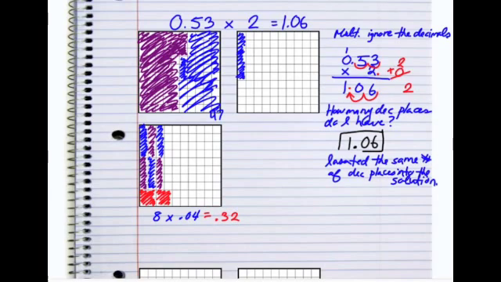If I use my algorithm, I could check my answer. So 0.04 times 8. 8 times 4 is 32. 8 times 0 is 0 plus 3 is 3. I have 2 decimal places in my problem, so I put 2 into my solution, and I have a final answer of 32 hundredths. Perfect. That's exactly what I wanted.